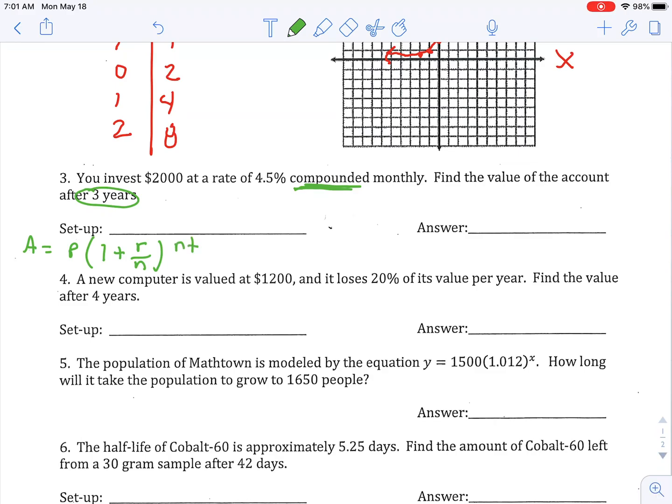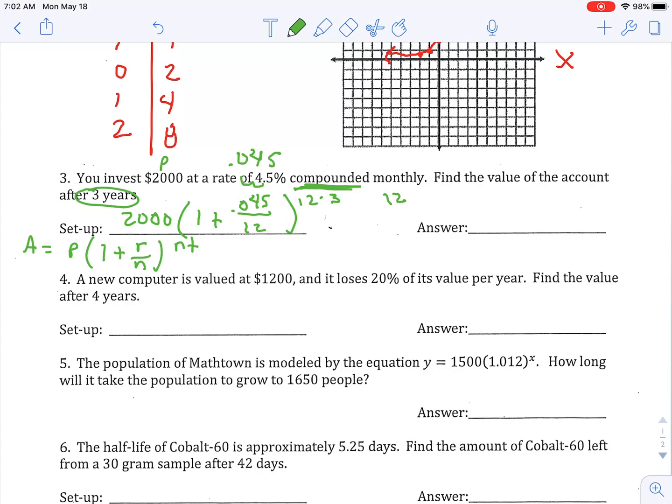Okay, so now let's plug the things in. This is our P. This is our original amount. $2,000 is invested. And then we have 1 plus our rate. For our rate, we have to move the decimal over or divide by 100, which gives us 0.045. So we have 0.045 divided by the number of times it's compounded per year. It's compounded every month, so that would be 12 times a year. So we're going to put a 12 in here, and then we're going to raise it to the 12 times 3 power. All right, so there's your setup.